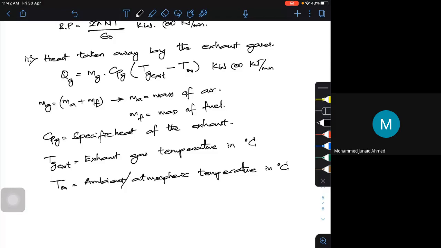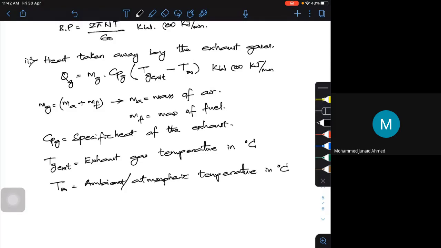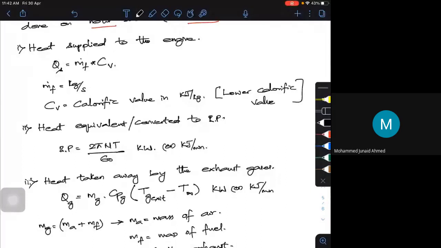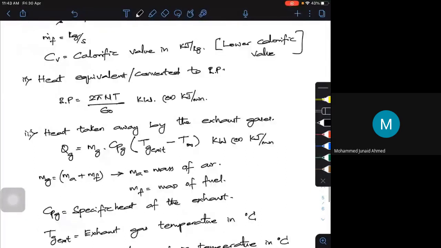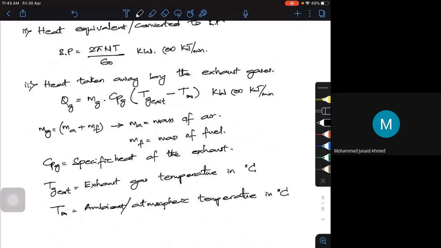Now, for example, if 100 kilojoules of heat is supplied and around 40 kilojoules is converted to BP or brake power, that is 40% conversion. Around 30% may go out as exhaust gases. Still, something is left out, which may be around 20% or 15%, and that is called unaccounted heat. The unaccounted heat is the difference between your heat supplied and what is converted to BP or exhaust gases.